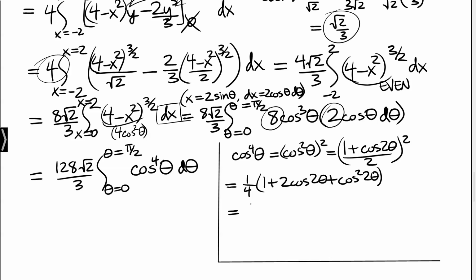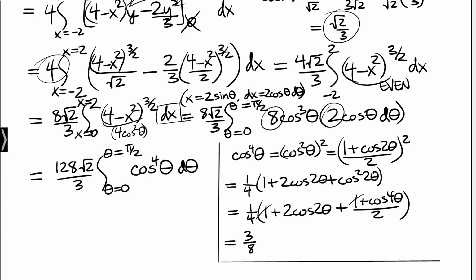And now I have to use the identity one more time. 1 plus 2 cosine 2 theta plus (1 plus cosine 4 theta) over 2. You're probably having not so nice flashbacks to trig. What do we have inside here? We got 1 plus a half. So that's 3/2, but then it's times a 4th. That's 3/8, plus 1/2 cosine 2 theta plus a 4th times, so that's 1/8 cosine 4 theta.